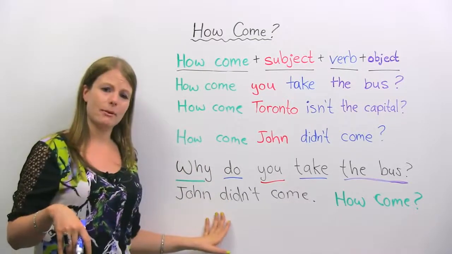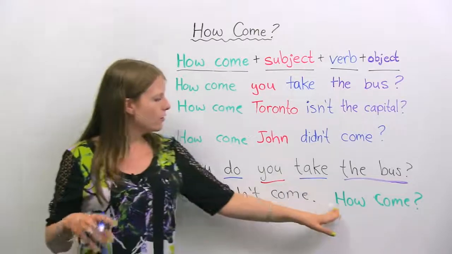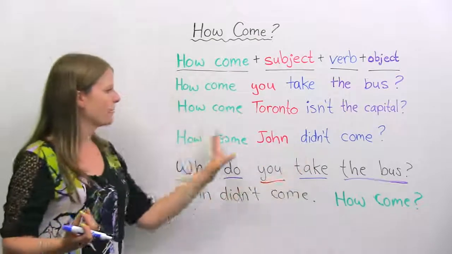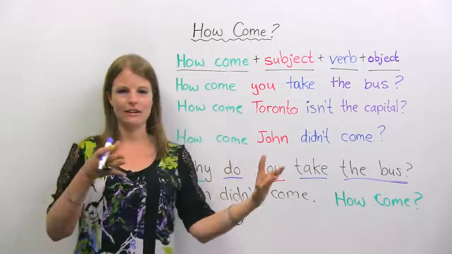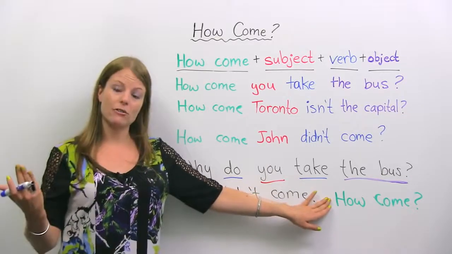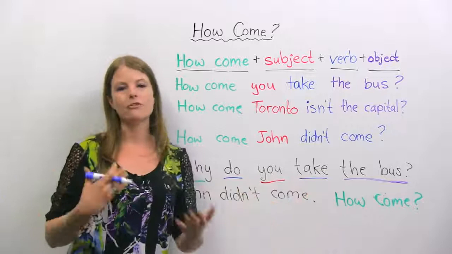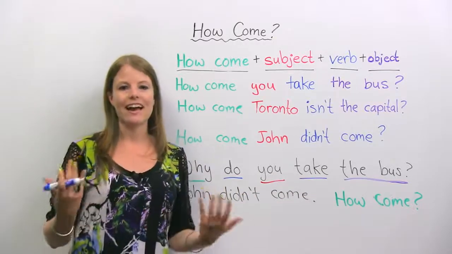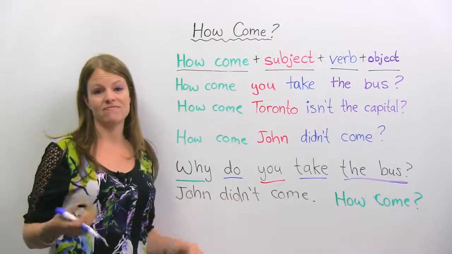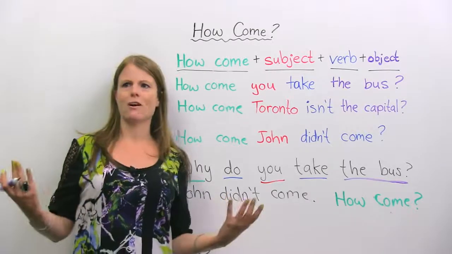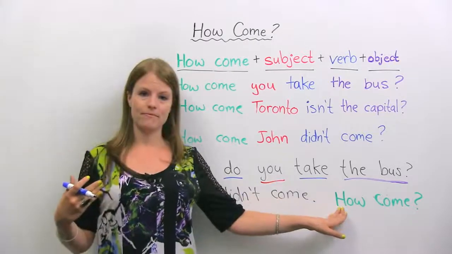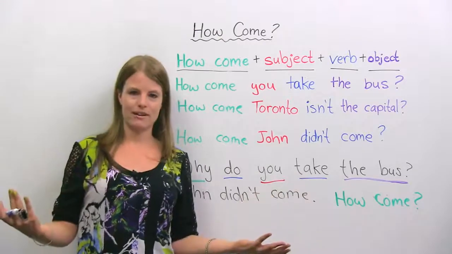One last thing I wanted to say about how come. You can also use how come just on its own. Here I showed you how to use how come combined with a sentence. You can also just use it like, how come, as a question. So for example, imagine we're having a conversation and I say to you, oh, John didn't come today. You might be wondering, oh, why didn't John come? So you can just say to me, how come? Which means, why didn't John come?